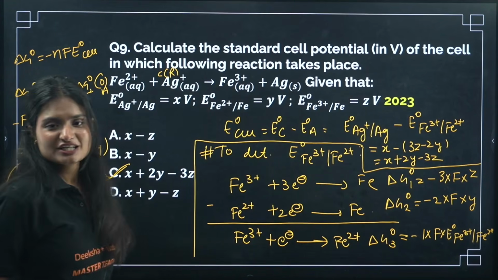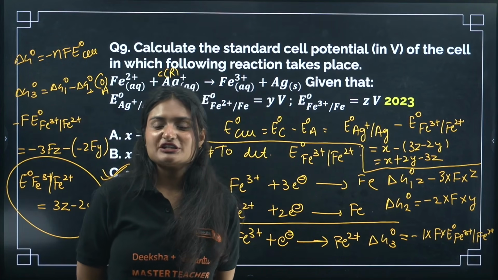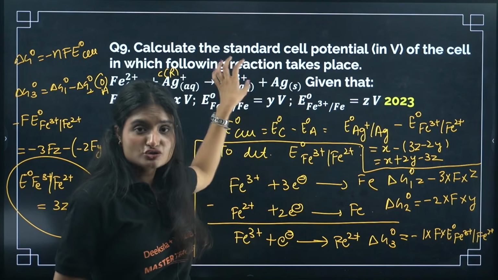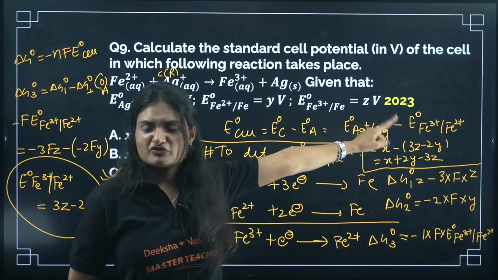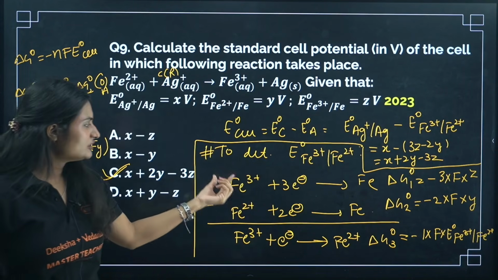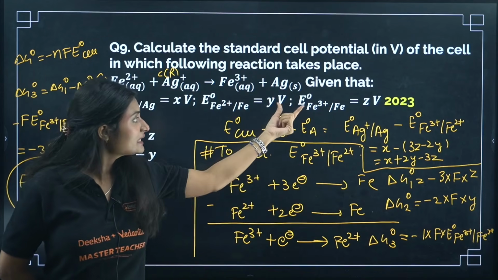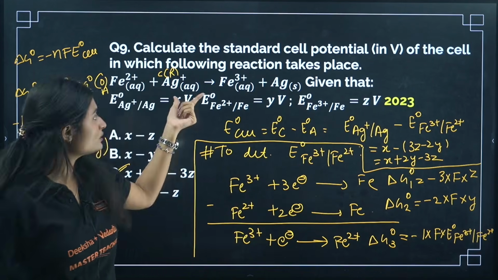I know it's a bit tricky, and sometimes we keep forgetting, but when you're writing the E naught cell for this complete equation, you see that one value is missing, that is the value for the anode. For the anode, we know Fe3 positive adds 3 electrons to become Fe, the cell potential is given. Similarly Fe2 positive adds 2 electrons to give Fe, the cell potential is already given.